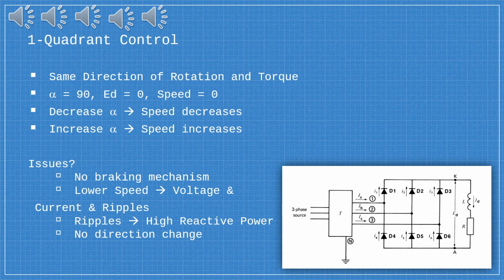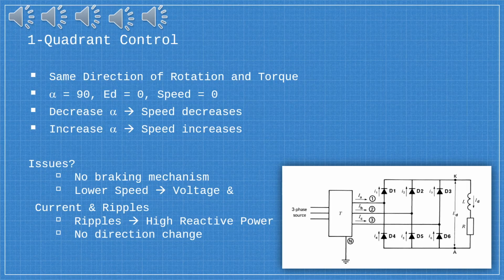So first quadrant DC motor control is when the direction of rotation and motor torque are the same. We start off with a firing angle of 90 degrees, and as demonstrated previously, at this angle the output voltage of the three-phase 6-pulse rectifier is zero, and as such consequently the motor speed is zero as well. As we start decreasing this angle alpha, the speed of the motor increases, and if we start increasing it again, the motor speed will decrease again.